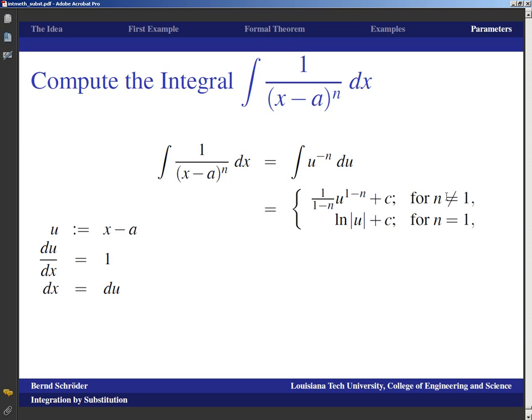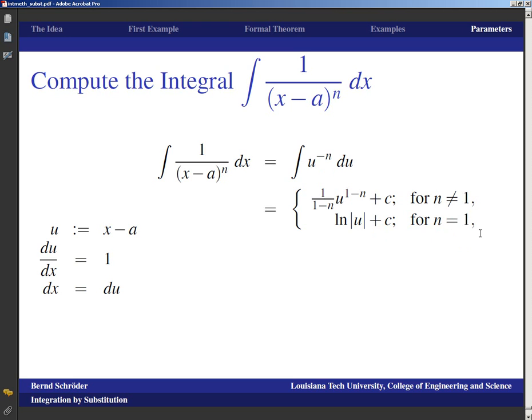And that works out for n not equal to 1 being 1/(1 − n) times u^(1 − n), right? Because you just add 1 to the exponent and multiply with the reciprocal of the exponent. And for n equals 1, we get u^(−1) here, and if we add 1 to that, we get 1 over 0. That doesn't work, but we remember that the antiderivative of u^(−1) is ln u, and so we get ln u plus c when n is equal to 1.